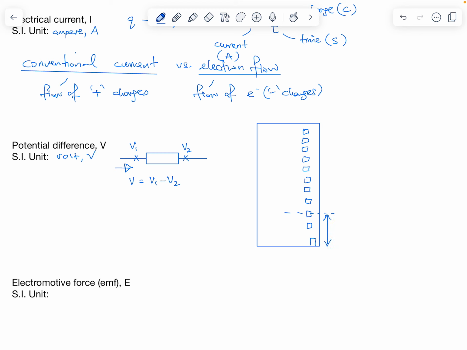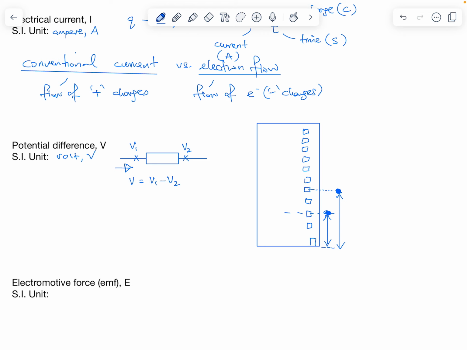We are familiar with gravitational potential. So on the third floor, a ball that is dropped possesses gravitational potential energy. Compared with the same ball that is brought to the fifth floor, this same ball would have a higher gravitational potential compared with the third floor.